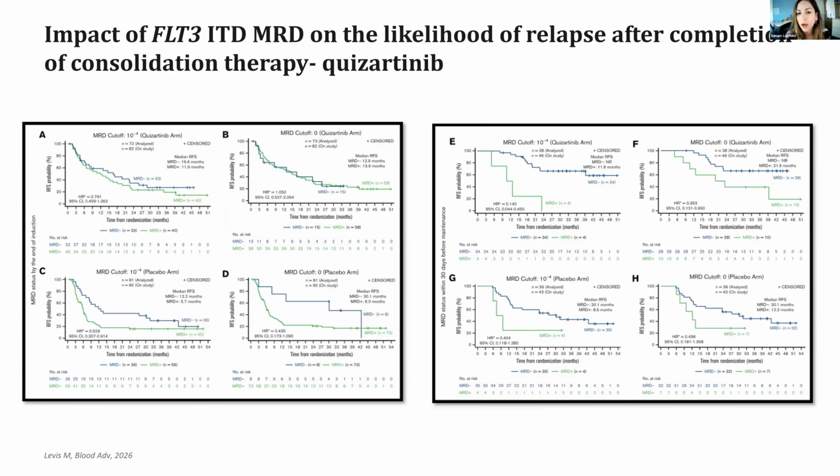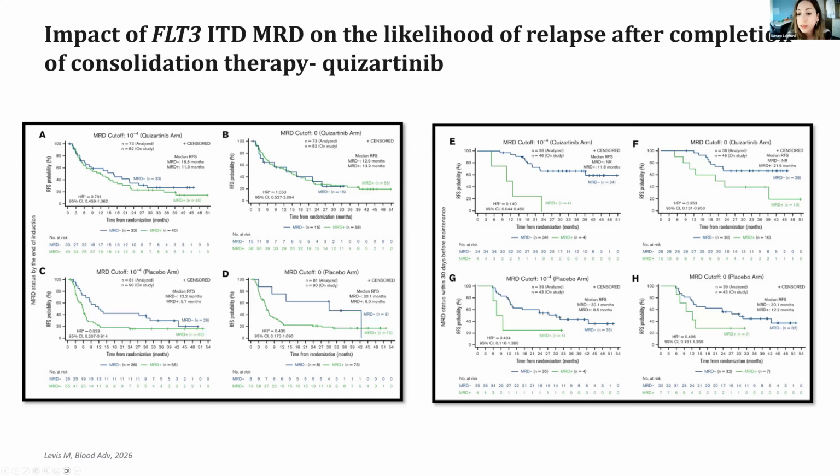And if you look at these two different cutoffs, and if you look at the context in which these were applied, you can see, the top 4 graphs show you the quizartinib arm. And if you look at MRD by 10 to the minus 4 cutoff versus 0 cutoff, and we look at patients who were MRD positive versus MRD negative and received quizartinib, the difference is not that big, right? In fact, in here, it's not significant at all, right? If you look at MRD 0, and this is now 30 days prior to consolidation, then you can see that the patients that are benefiting from quizartinib are the patients that have MRD, right? So there's a big significance here.